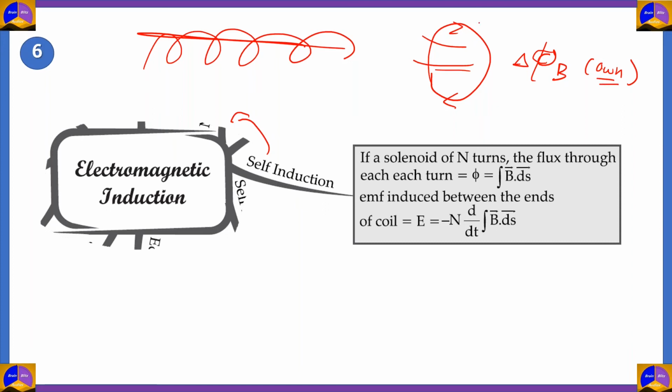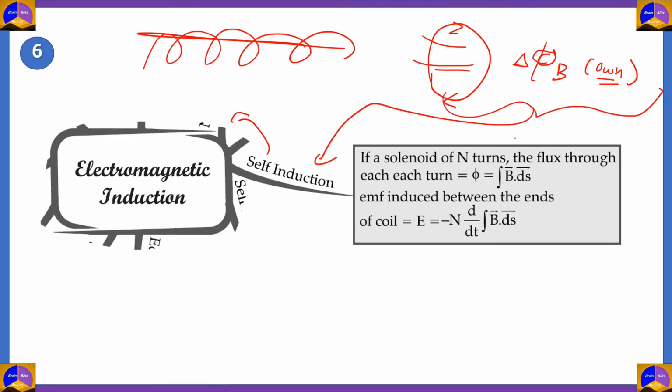So the conductor itself changes the magnetic flux around it, which leads to more current produced. That is known as self-induction. The phenomenon in which current is produced in a coil due to change in flux of magnetic field in the same coil is called self-induction.